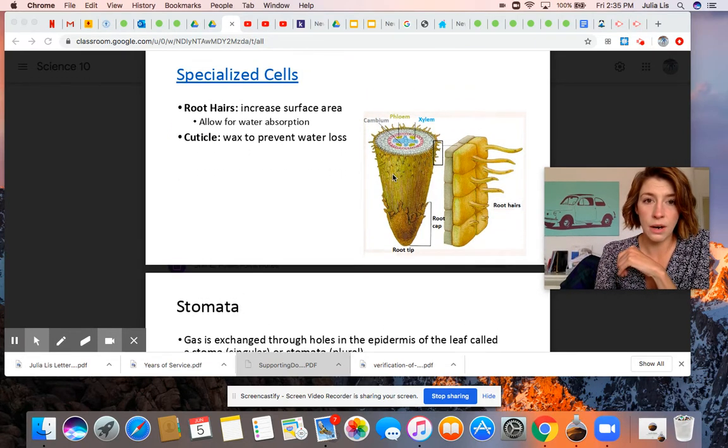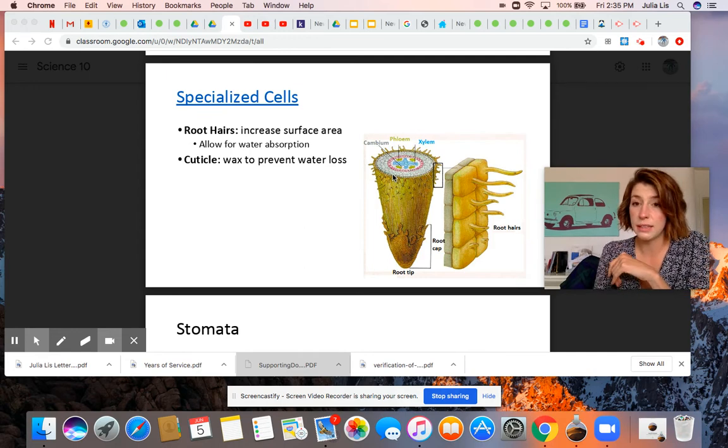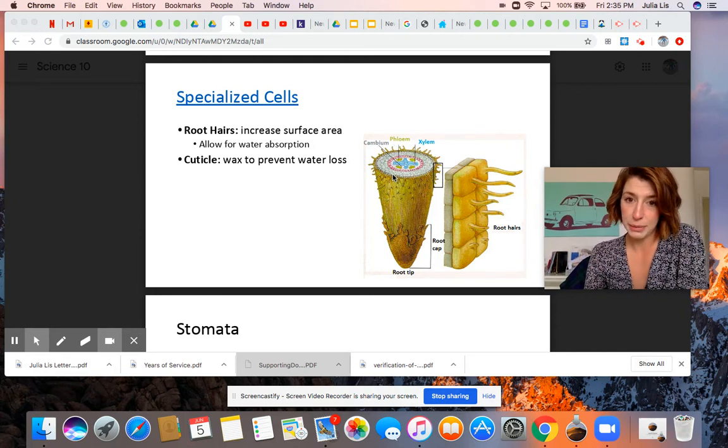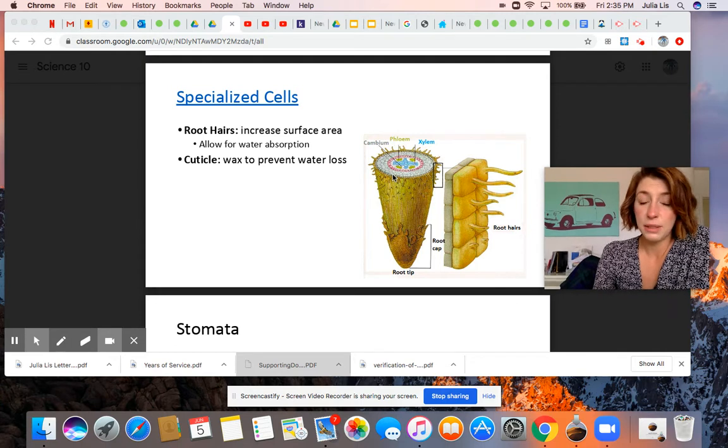There are also some other specialized cells like trichomes and bristles and thorns on plants in order to prevent predators from eating them. Plants are really cool as to how they adapt in their environment in order to stay alive.